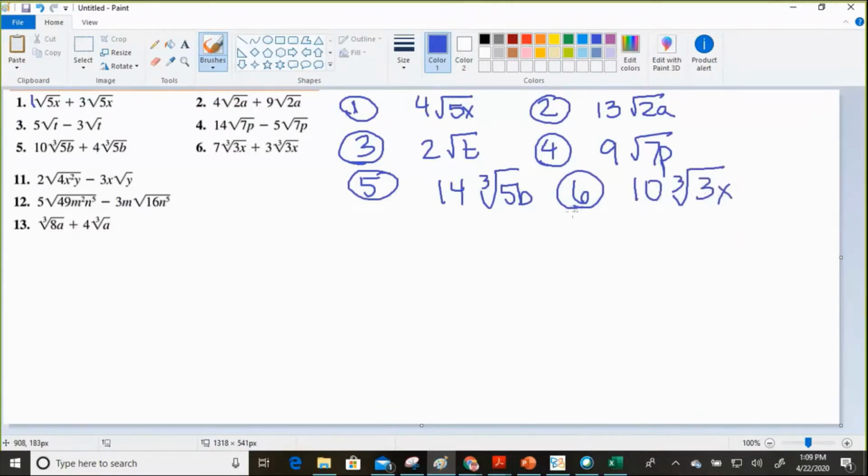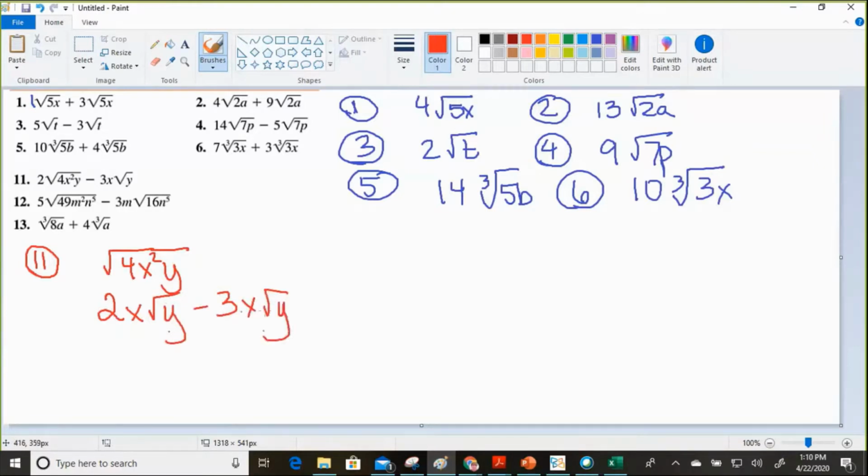So here's where things get a little tricky in 11, 12, and 13 because the inside doesn't match. So you're thinking, well, I can't add these because they don't match. But you have to remember that the first step told you to simplify. So I'm going to take the first one and simplify it. Square root of 4 is 2. X squared is even, so I pull out half. And that is simplified.